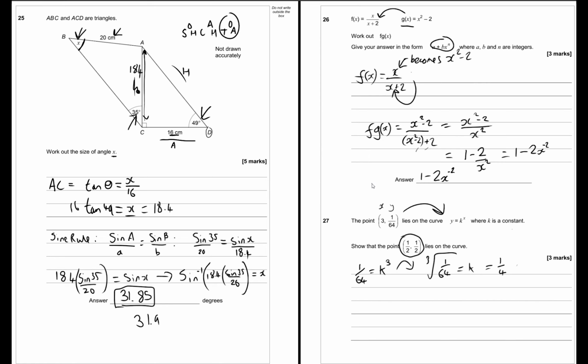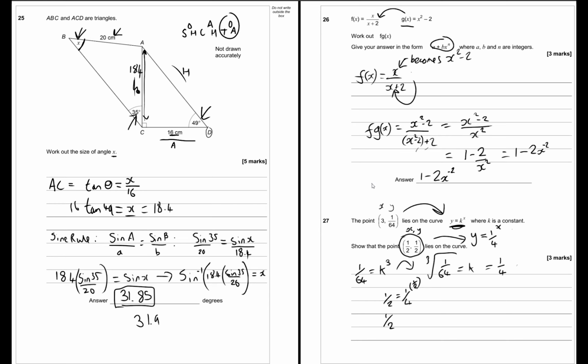Now we want to show that the point half, half lies on the curve. So we can now rewrite this with the k we just found. y equals 1/4 to the x. And now we can substitute in our point, our x and our y, into this one. So we're going to put half equals 1/4 to the half. And we need to verify that both sides of these are equal.